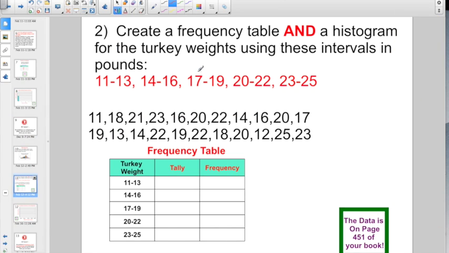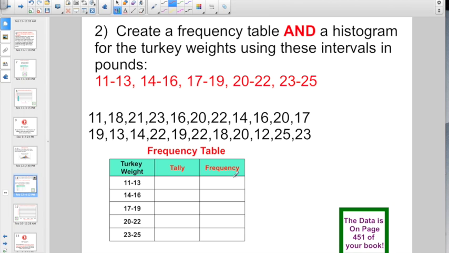So problem number 2 on page 451 is going to say, create a frequency table and a histogram for the turkey weights using these intervals in pounds. They want 11 through 13, any turkey weights between 14 and 16, any turkey weights between 17 and 19, 20 and 22, and 23 and 25. This data is on page 451 of your book.